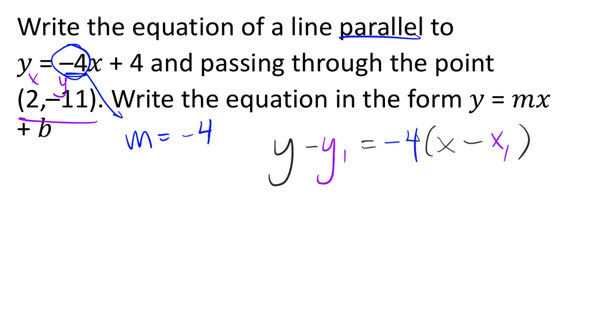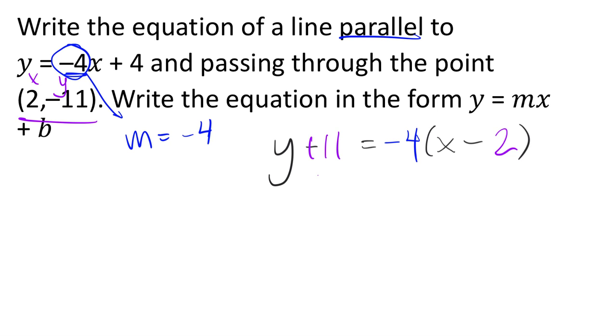Because it's parallel, it should have the same slope, but it needs to go through this ordered pair (2, negative 11). So we're going to take the 2 and replace that into the x value, and that'll just remain a minus 2. But the y value, which is a negative 11, we could show this as minus negative 11 like this, but since it's minus a negative, we're just going to show it as plus 11 to make that a little bit more simplified.